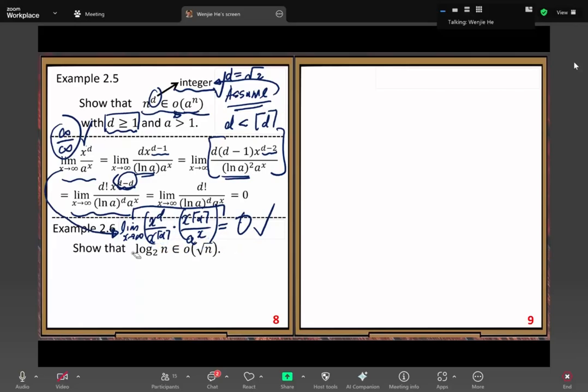Log base 2 of n belongs to little o of root n. So here is another similar question, but with different functions. Let's do the similar calculation. Work on the continuous version, and we know it is infinity over infinity, an indeterminate form.